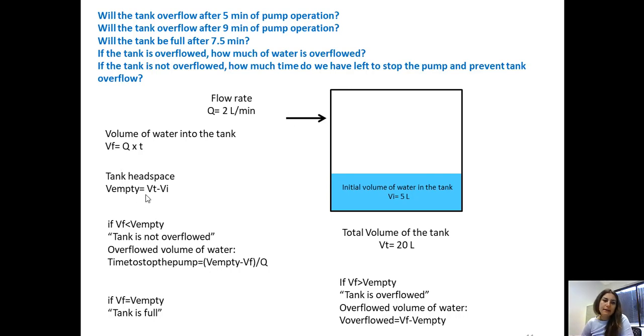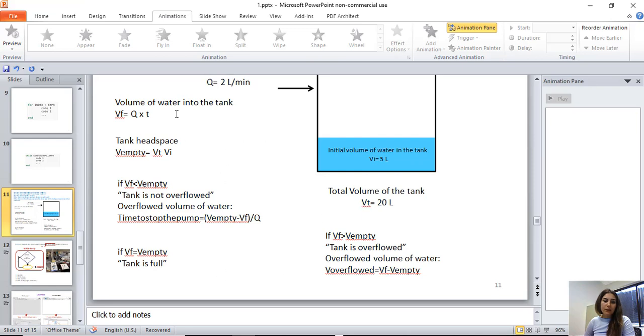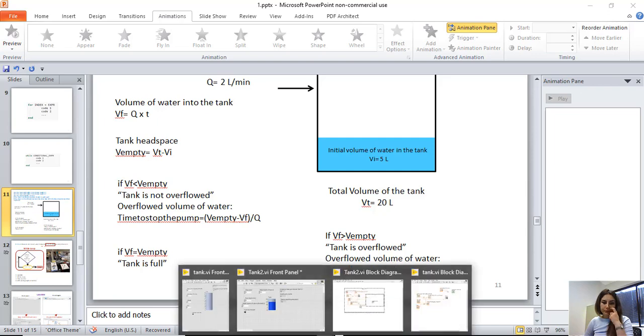So we know that V empty, or the volume of the head space in the tank, is the total volume minus the initial water in the tank, and we know that when the tank is not yet overflowed, the time to stop the pump is V empty minus the volume of water that got into the tank, divided by the flow rate, and so on. So we're going to keep this equation in mind, and we're going to start building up our program.